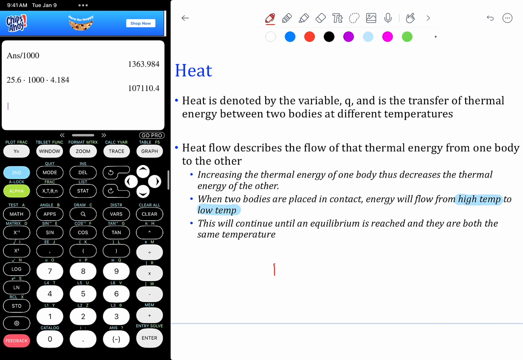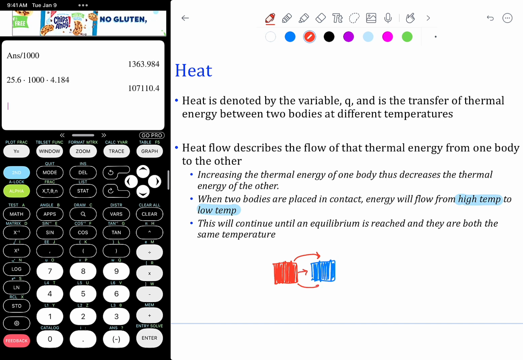So if we have something that's hot, which I'll show as red, and we place it next to something that is cold, we are going to see the hot object transferring its heat to the cold object when they are placed in contact with each other or near each other. So this will continue until an equilibrium is reached and they are both at the same temperature. Now this flow of energy, this heat flow, is natural for everything.